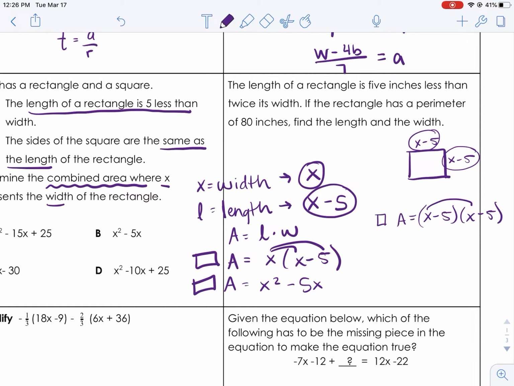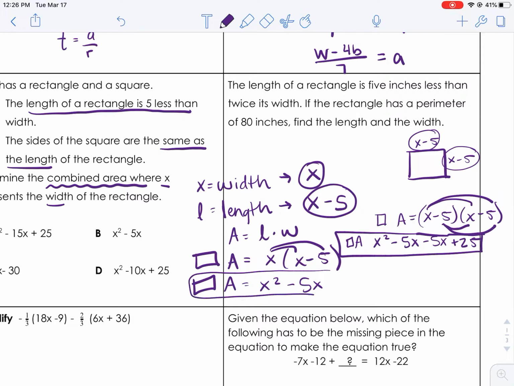So I'm going to say x times x gives me x squared. X times negative 5 gives me negative 5x. Okay, so we distributed to both of those parentheses terms. We're going to do the same thing here: negative 5 times x, and negative 5 times negative 5, which will give us positive 25. And so that's going to be our area of the square. It's getting kind of messy.